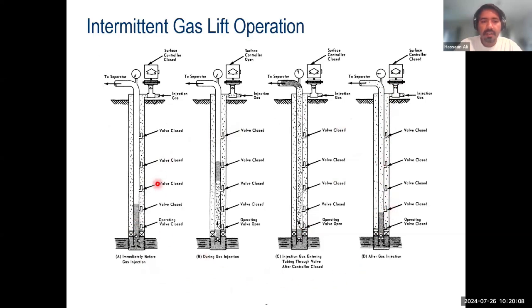So it is intermittent because it is not continuously lifting. It will wait for the fluid gradient or the fluid level to build up. Once it builds up to a certain point, the surface controller will open, injection gas will come into the deepest point in the well, mix with the fluid, and take it to the surface, and the well will flow. So that is what we call an intermittent gas lift system.